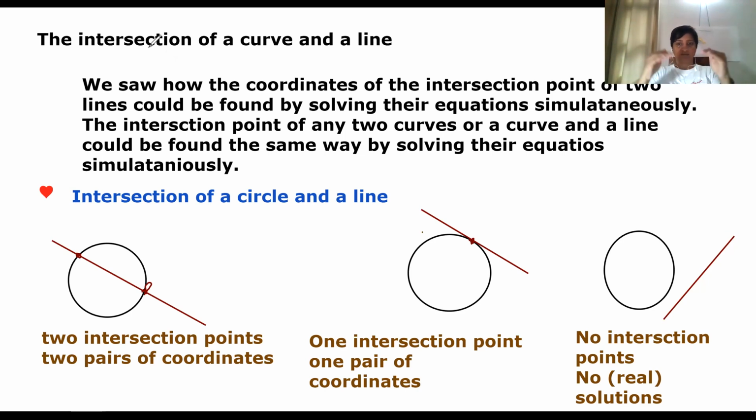Can you write that? Now I just changed the same note. Hope you followed what I just did. You have it as the second bullet point. Let me put 2 stars, okay? 2 hearts. Intersection of a circle and a line. Again, you can have 2 intersection points. That means 2 pairs of coordinates. You get 2 pairs of solutions when you solve, or 1 intersection point.